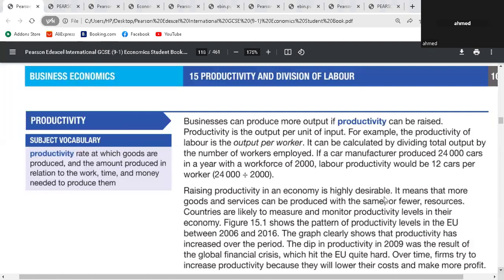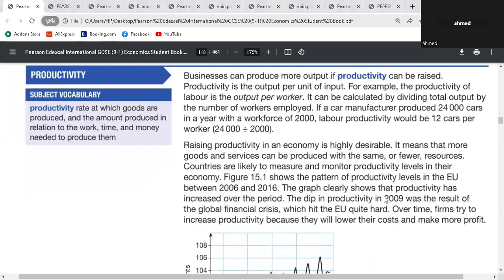When we talk about productivity, productivity is the measurement of what you have produced. That is what we call productivity. It's always the output divided by the input. Are you with me? All right. So productivity is output divided by input.